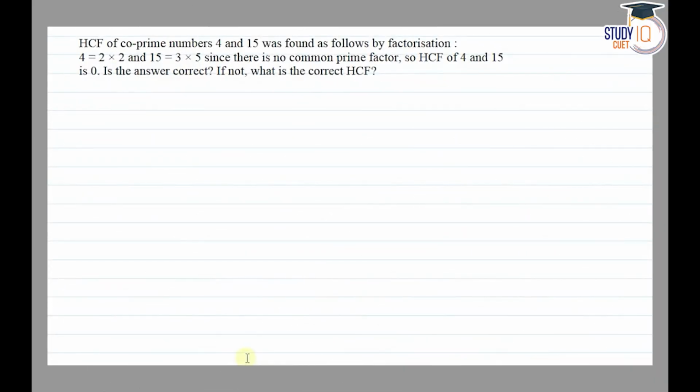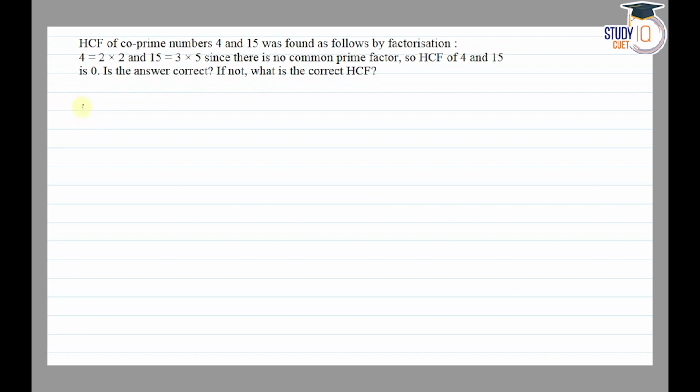Hello everyone. This question appears in the Class 6 NCERT chapter Playing with Numbers. This is the third question of Exercise 3.6. The question says that the HCF of co-prime numbers 4 and 15 was found as follows by factorization. 4 is equal to 2 into 2 and 15 is equal to 3 into 5. Since there is no common prime factor, the HCF of 4 and 15 is 0. Is the answer correct? If not, what is the correct HCF?